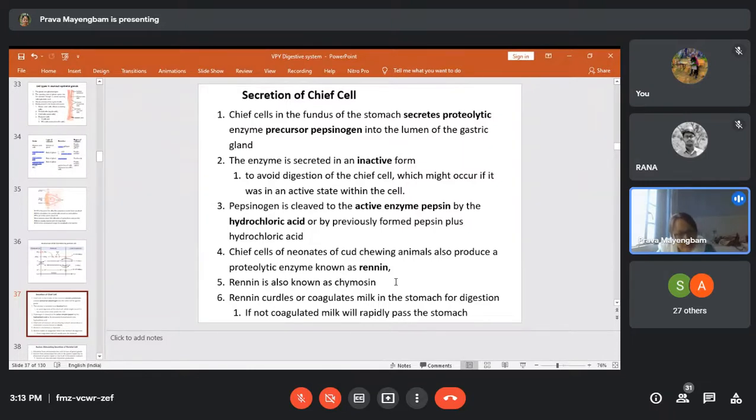R-E-N-I-N, renin, comes from the juxtaglomerular cells of the kidney. But here it is R-E-N-N-I-N. This rennin comes from the chief cells of neonates of cud chewing animals. Cud chewing animals means particularly the ruminants.